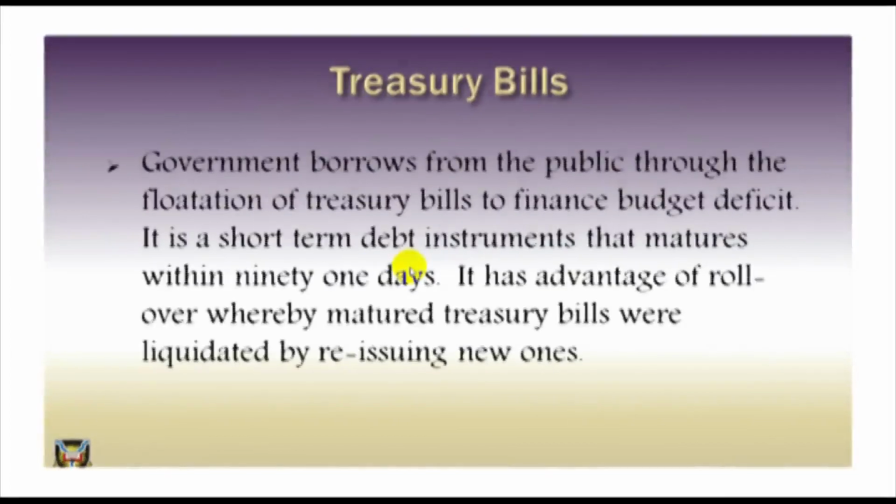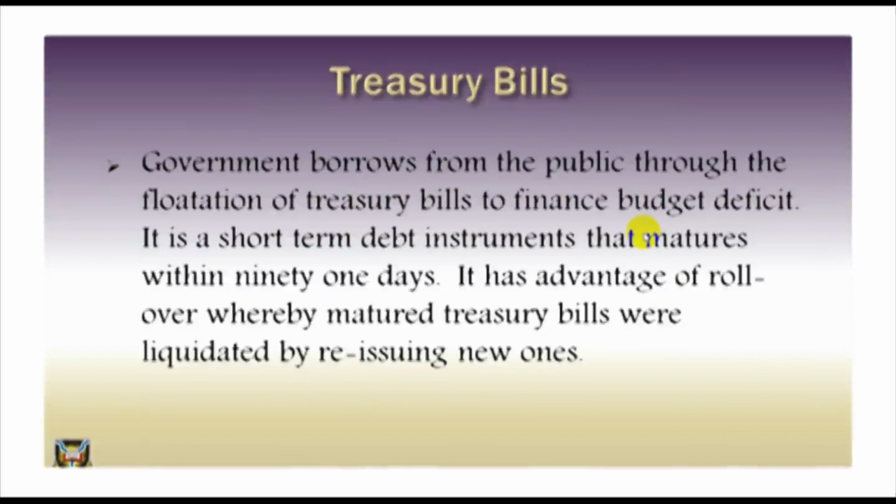Treasury bills. Government borrows from the public through the flotation of treasury bills to finance budget deficit. It is a short-term debt instrument that matures within 91 days. It has the advantage of rollover, whereby matured treasury bills are liquidated by reissuing new ones.